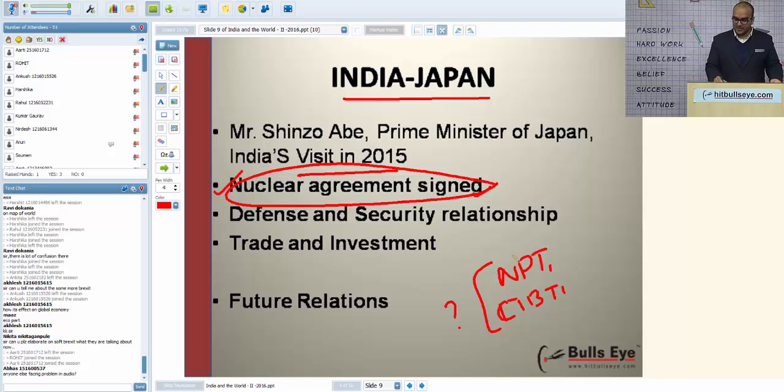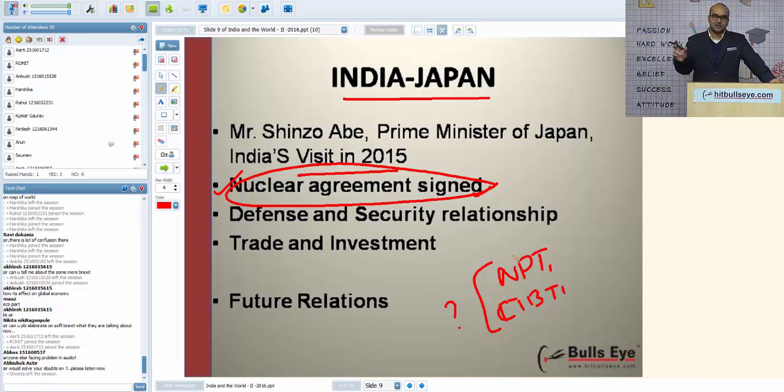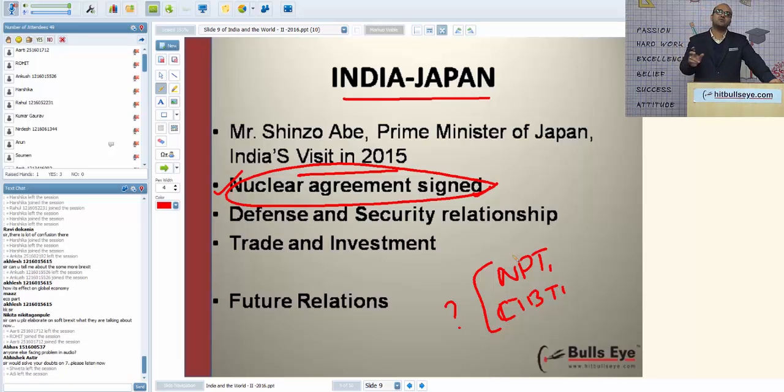Now, since India has not signed these treaties, Japan is not willing to sell critical components which it manufactures for US-based companies which are selling nuclear power plants. So what that meant was, even though US companies like Westinghouse were willing to sell nuclear technology to India, because they use Japanese technologies and components, they were not able to sell them because Japan was not willing to have a nuclear deal with India.